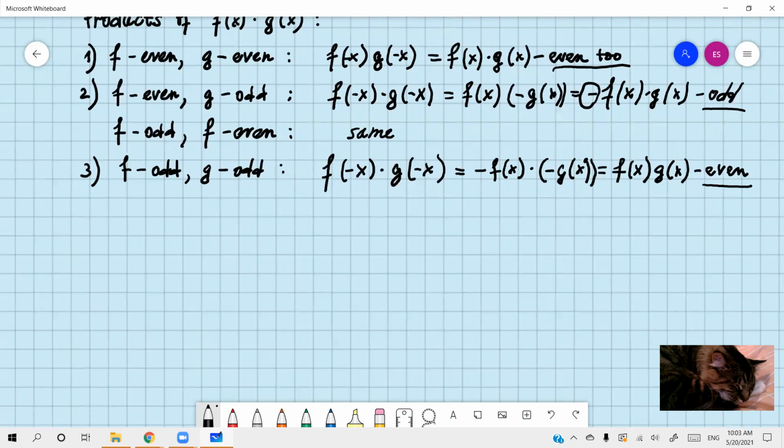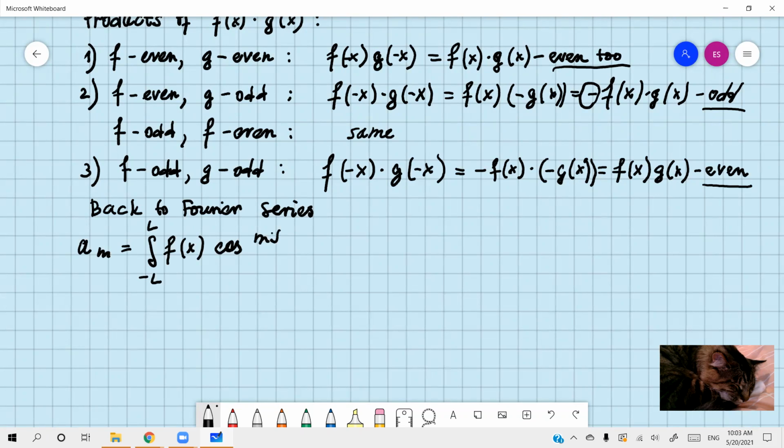So, back to Fourier series. a_m equals the coefficient, the integral from negative L to L of f of x cosine of m pi x over L. A standard formula for the coefficient a_m, right? We do know that cosine is an even function.